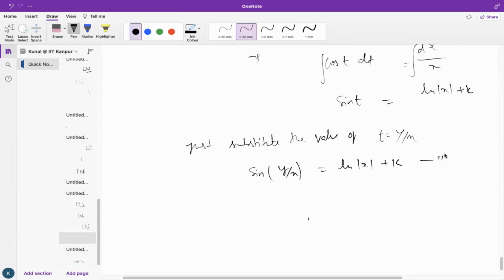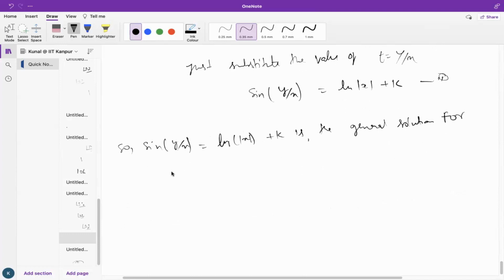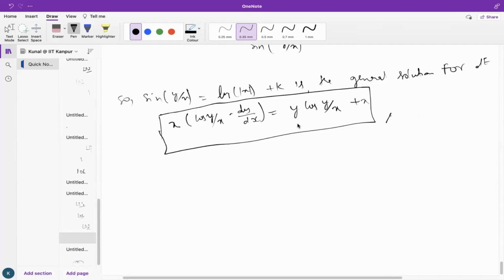So we will get this. So let me write it here. Sine of y by x is equal to ln mod x plus some constant k, is the general solution for the differential equation x into cos y by x dot dy by dx y cos y by x. Okay, so these are the things that we have to do.